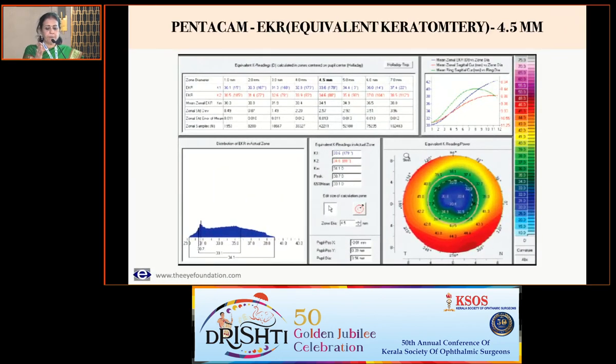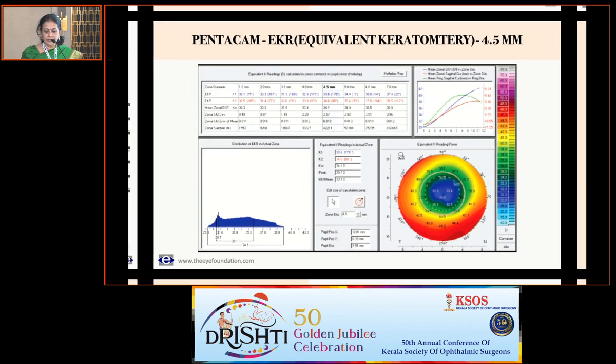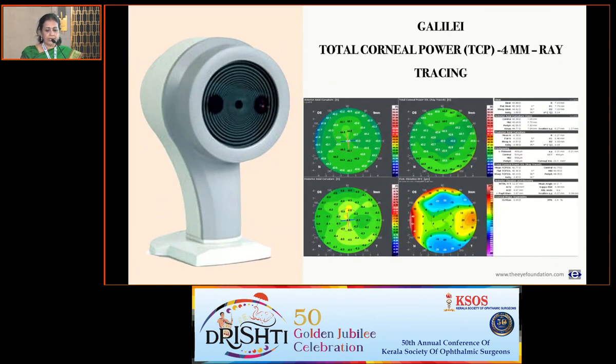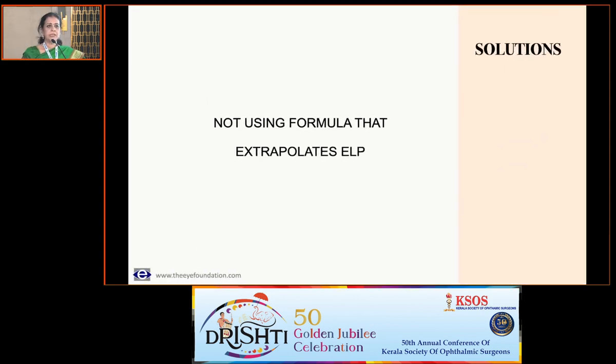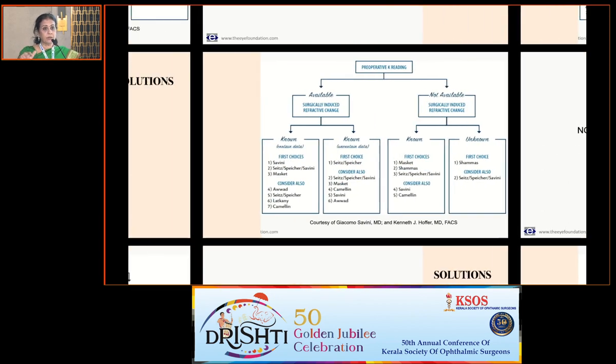The other one is the Pentacam EKR value, where it gives us the K value at different optical zones. Again, it can be used in those formulas which use the Holladay report. It can't be used in double-K Aramberri formulae, or it can't be used in Haigis, which have used a different methodology of measuring the K value. And then is the Galilei, which is a ray tracing method, which takes it to a different level of accuracy. So the solutions are then not using formulas that extrapolate K.